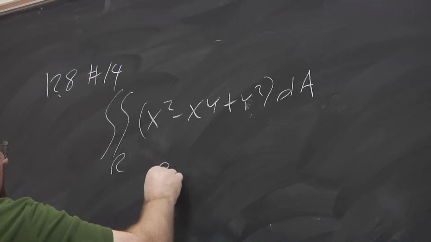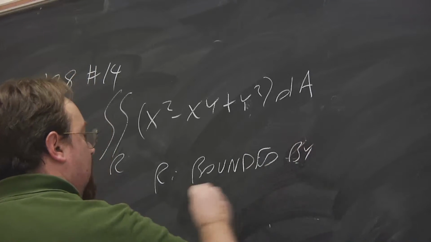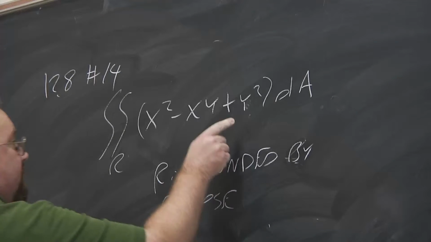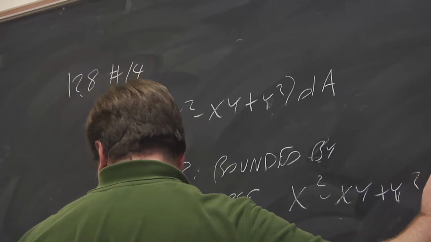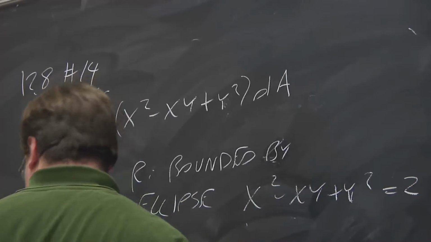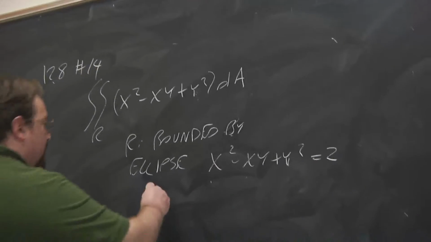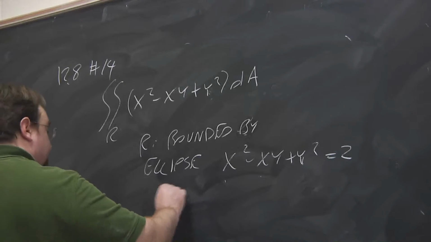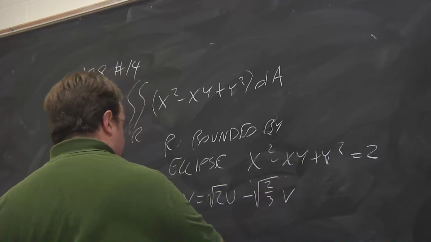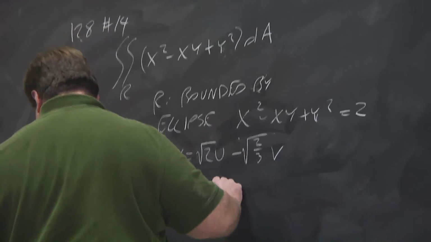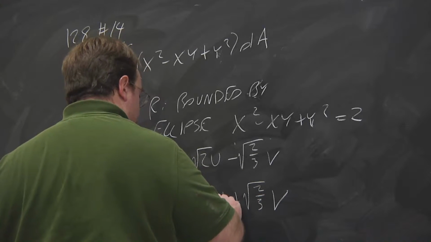And R is bounded by an ellipse, and the ellipse is just this expression, x squared minus xy plus y squared, is equal to 2. And the change of variable you're supposed to use is x is square root of 2u minus square root of 2/3 v. Y is square root of 2u plus square root of 2/3 v. Okay.